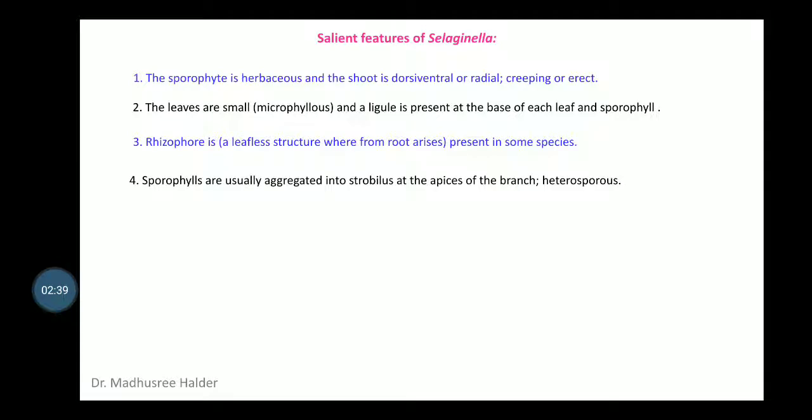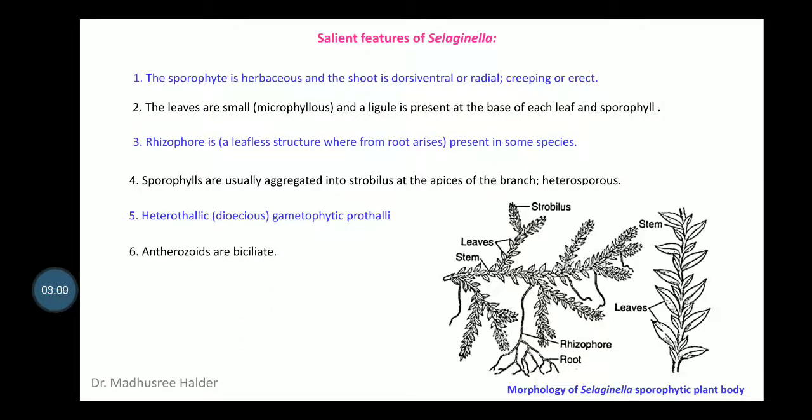Next, sporophylls are usually aggregated into a strobilus at the apex of the branch, and Selaginella are heterosporous and heterothallic also, that is, the plant body is dioecious. Next, antherozoids are biciliate. That is the morphological diagram of the Selaginella sporophytic plant body.